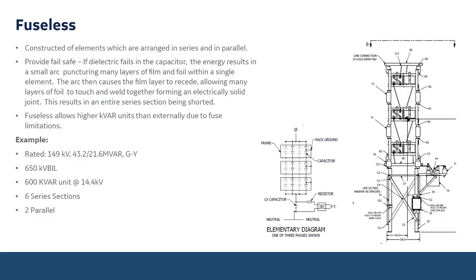The arc then causes the film layer to recede, allowing many layers of foil to touch and weld together, forming an electrically solid joint. This results in an entire series section being shorted. The fuseless design allows for higher kVAR units than externally fused due to fuse limitations. This is an example of a 149 kV, 43 MVAR grounded wye bank at 650 kV BIL, utilizing 600 kVAR units, 6 series sections, and 2 in parallel.